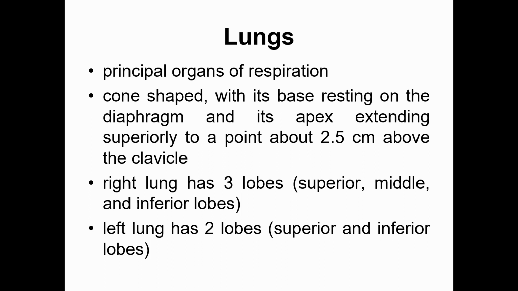Next, you have your lungs. These are the principal organs of respiration. These are cone-shaped, with the base resting on the diaphragm and the apex extending superiorly to a point about 2.5 centimeters above the clavicle. The right lung has 3 lobes, superior, middle, and inferior, while your left lung has 2 lobes. Why don't your lungs have an equal division, meaning why aren't they the same? It's because your left lung is close to your heart, so your left lung accommodates the shape of your heart.